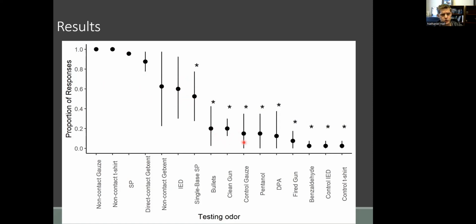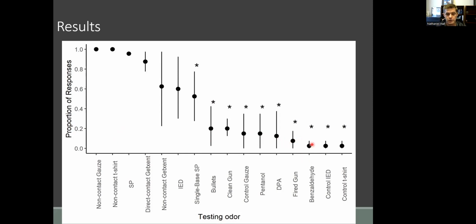Bullets, a clean gun, control gauze, DPA, which is diphenylamine, the primary volatile from smokeless powder. If you were to use a GC mass spec to look at what are the actual chemicals coming off of the smokeless powder, this is the most common one. So that indicates that the dogs are not simply detecting the chemical that is most prevalent in the headspace, because they showed very little response to that.